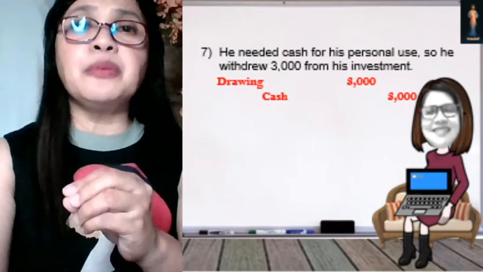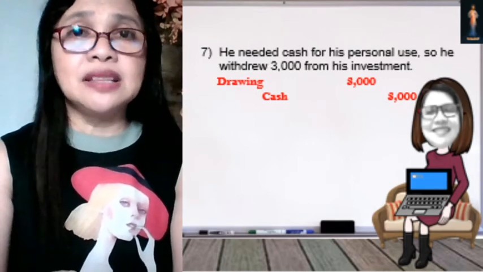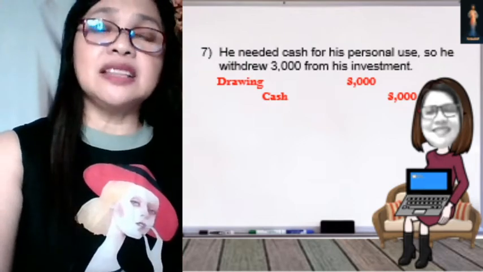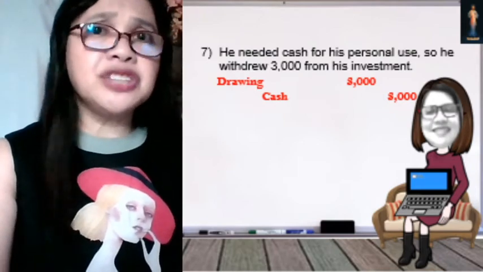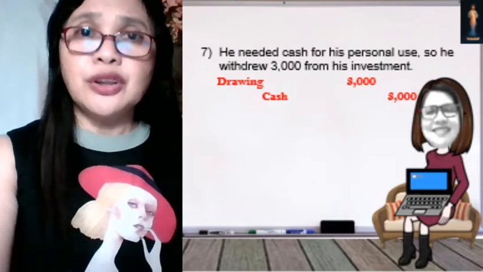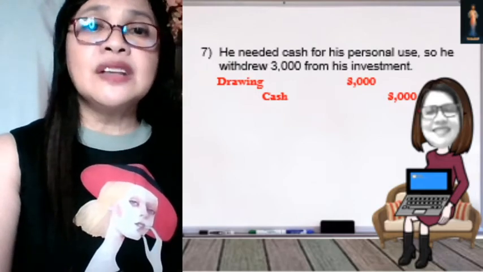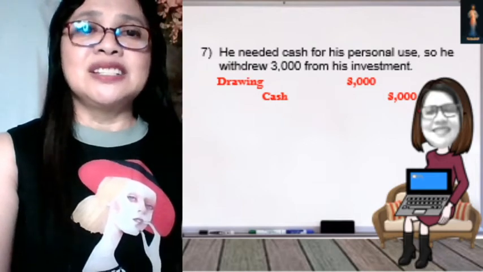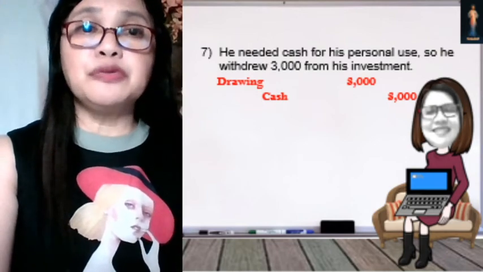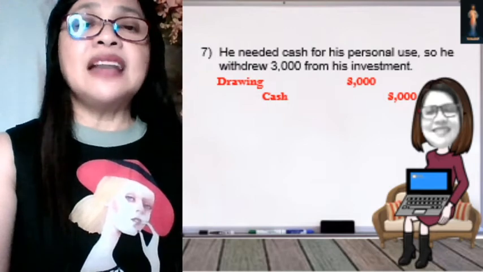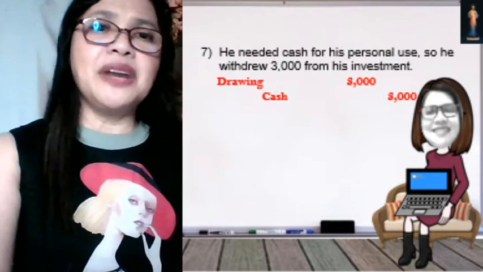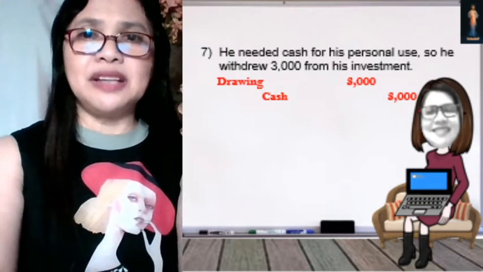But since this is a withdrawal from his investment, to deduct your equity, what do you do again? Perfect. You do the opposite. You debit your investment, but you do not use the account investment. There is an account called drawing account, which you will debit in the amount of 3,000 pesos. Because the company disbursed 3,000 pesos for the drawing of Juan, a deduction from the asset account in the form of cash means you have to credit it. So you credit cash 3,000 pesos.